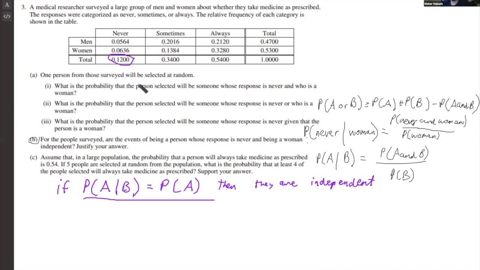In a large population, the probability that a person will always take medicine as prescribed is 0.54. If 5 people are selected at random from the population, what is the probability that at least 4 of the people selected will always take medicine as prescribed? Support your answer.